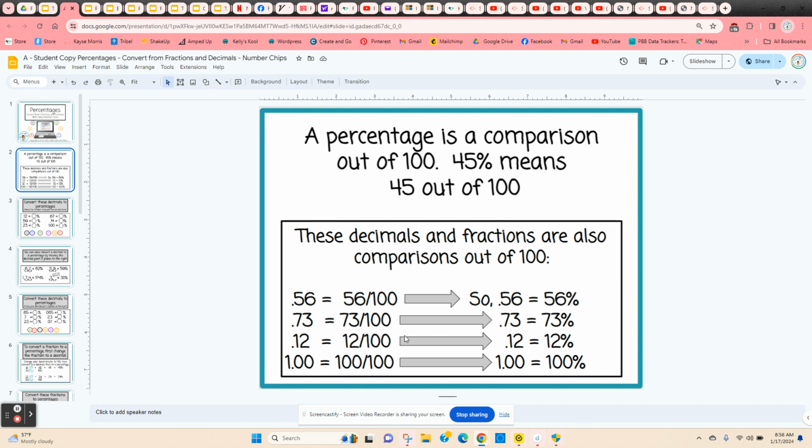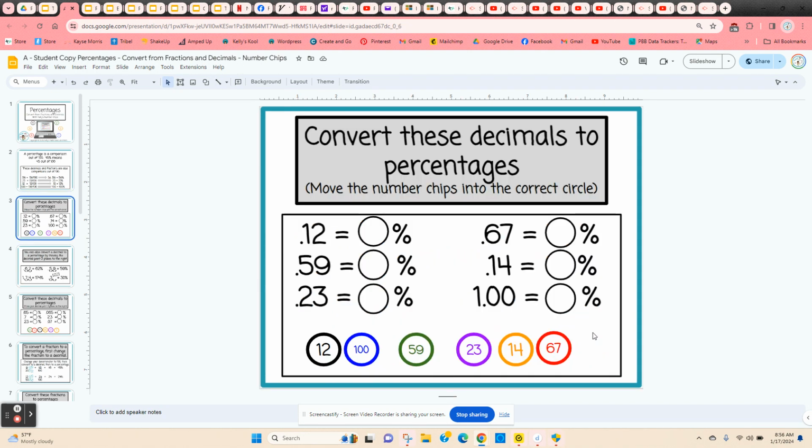And here's some very basic conversions. This decimal, if it's read correctly, is 56 hundredths, which is 56 out of 100, which would be 56%, and so on. And then one whole would be 100%. So on the next slide, students are going to be moving these number chips into place. This first slide is pretty simple. It's a practice slide for the students. To move these chips, they just click and hold on the edge, and then they can move them into place. So 12 hundredths would be 12%, 59 hundredths, 59%, and then so on.